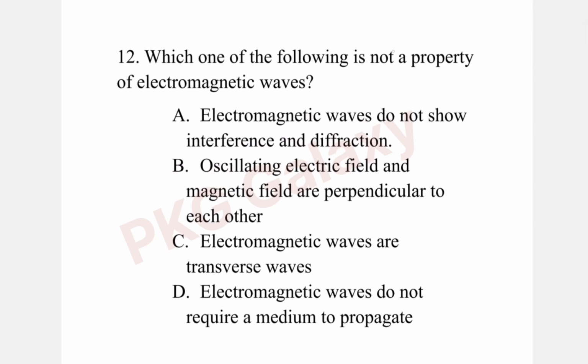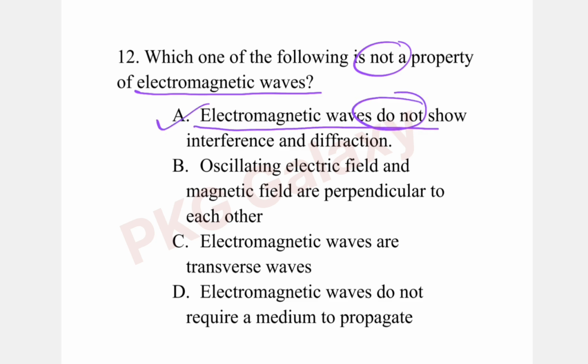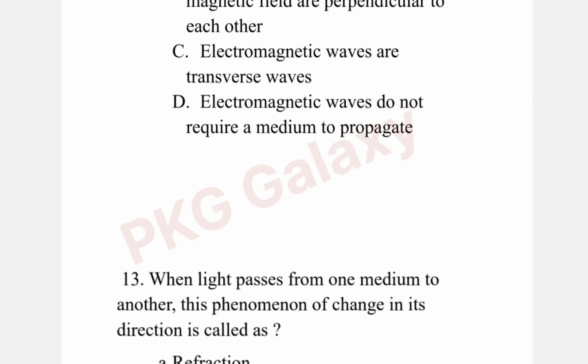Which one of the following is not a property of electromagnetic waves? Option A, electromagnetic waves do not show interference and diffraction. Option B, oscillating electric field and magnetic field are perpendicular to each other. Option C, electromagnetic waves are transverse waves. And option D, electromagnetic waves do not require a medium to propagate. So the correct answer is option A. Electromagnetic waves do not show interference and diffraction. Okay, next question.